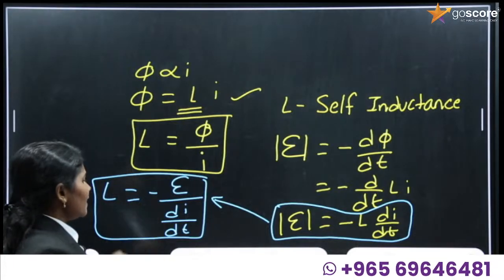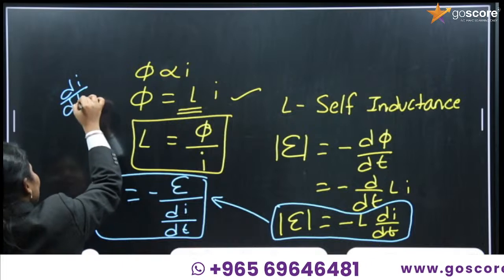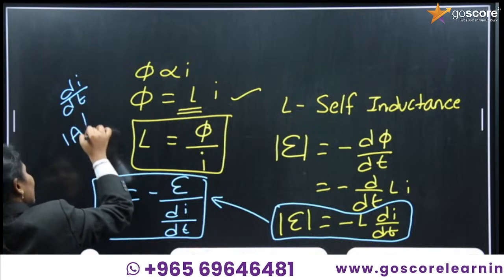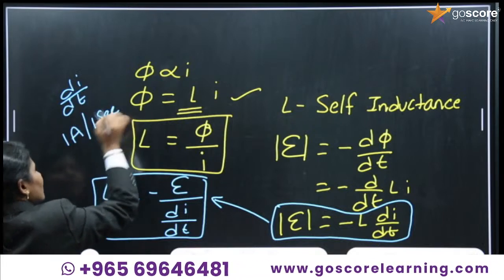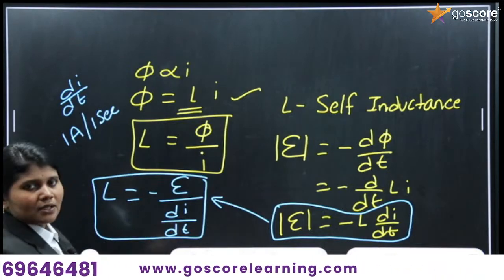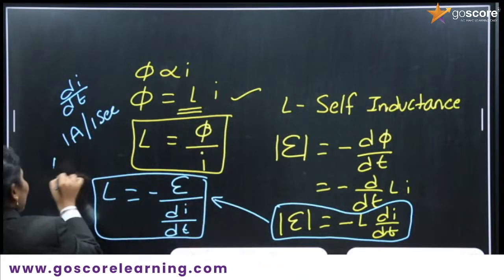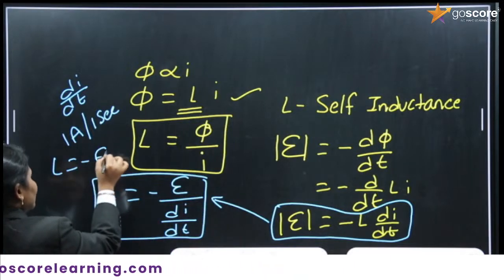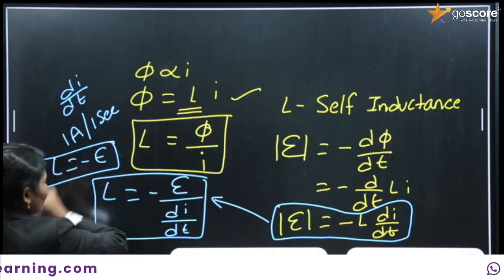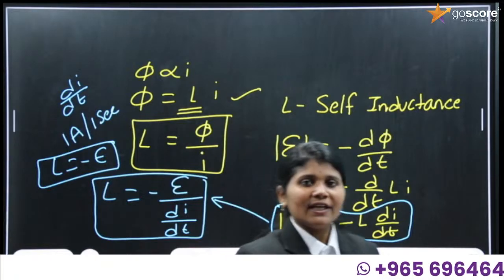Here I am considering di by dt as 1 ampere per 1 second. Then 1 ampere per 1 second means it is 1. Then L is equal to minus E. So, this is the self-inductance, guys.